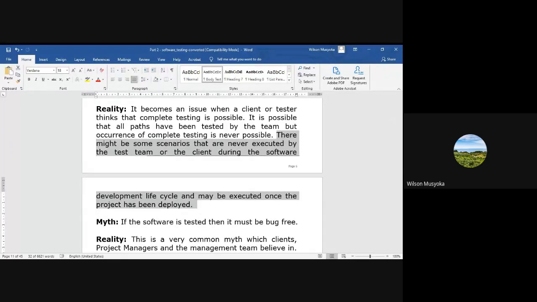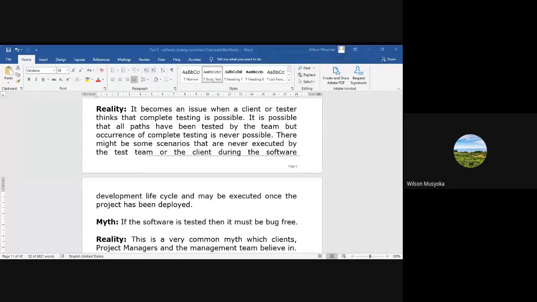So that is why we normally say testing is never complete, or you can never actually perform a complete software testing. It is normally against some standards, and when a test has passed those standards, then we can say that the software is fit for purpose.